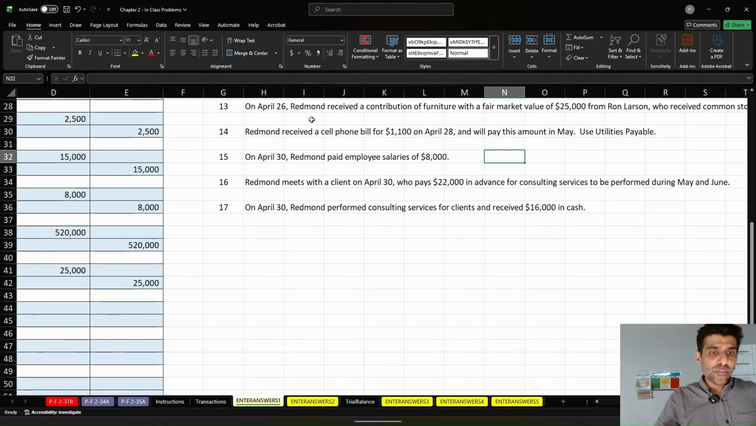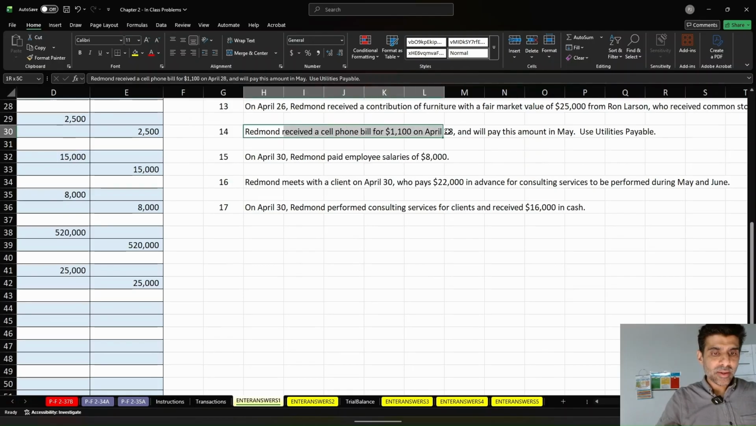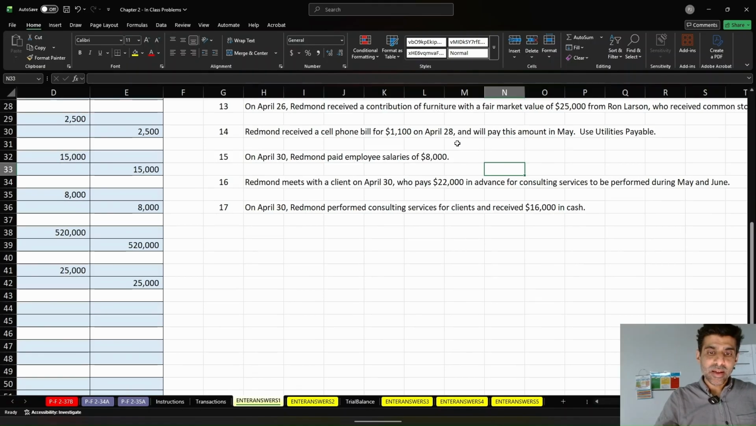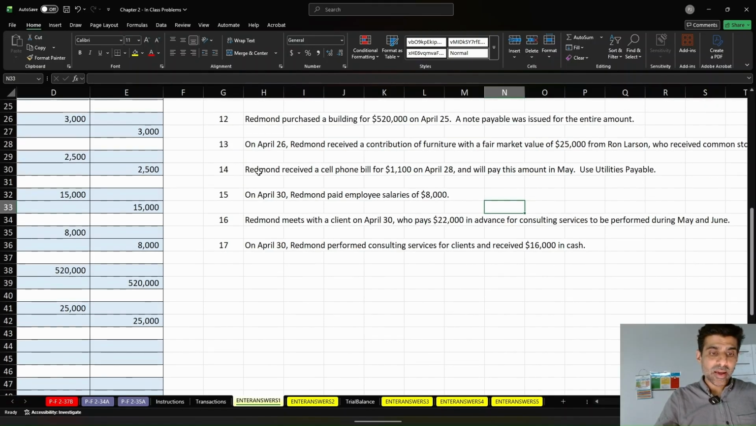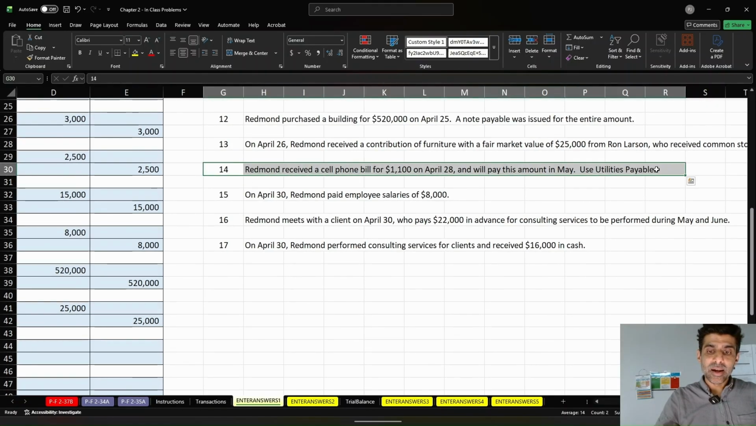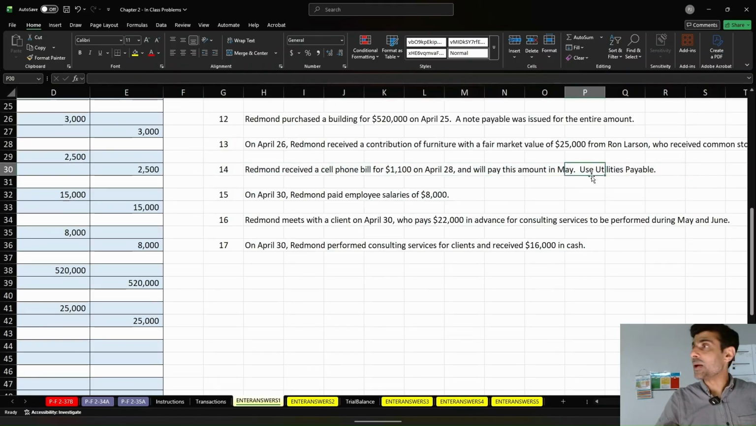Cell phone bill. $1,100, and we're going to pay this. So it's basically telling us to use utilities payable. So we already know one account. If we have this new liability, should that be a debit or a credit to utilities payable?